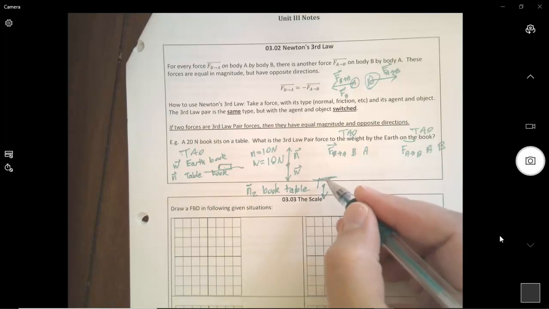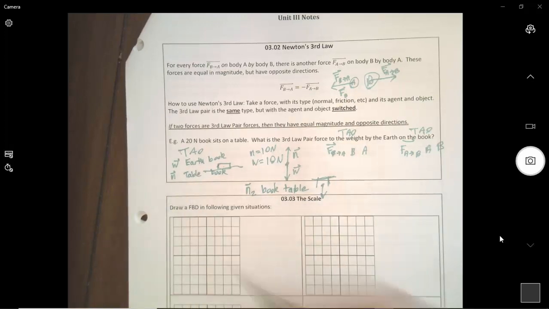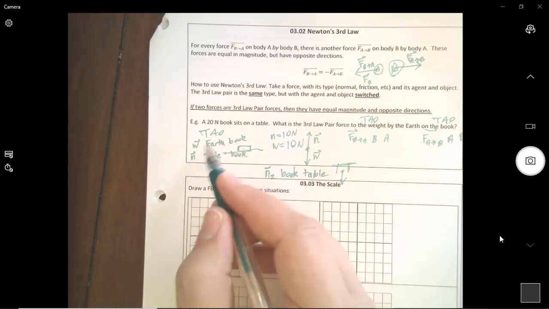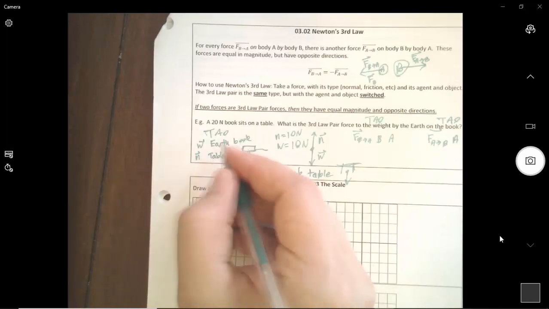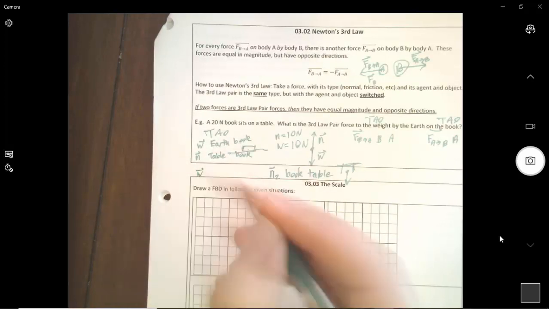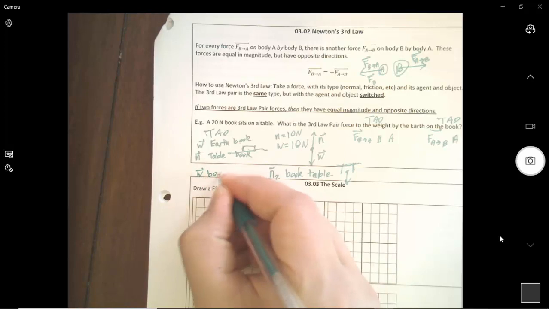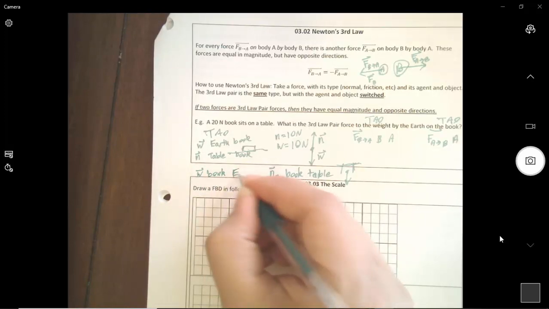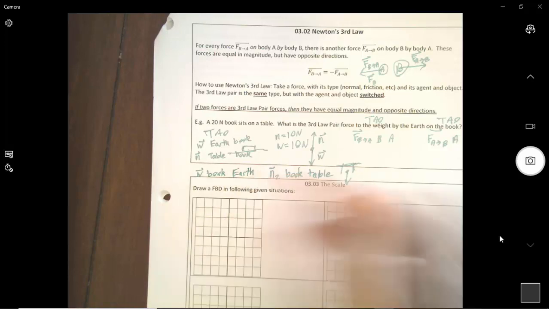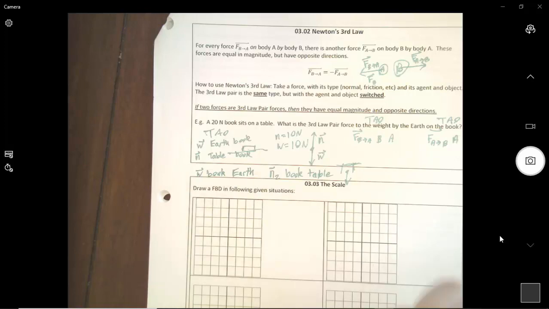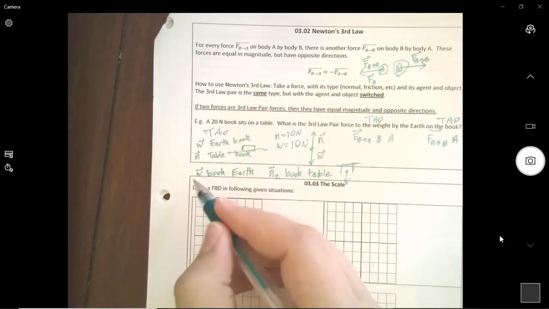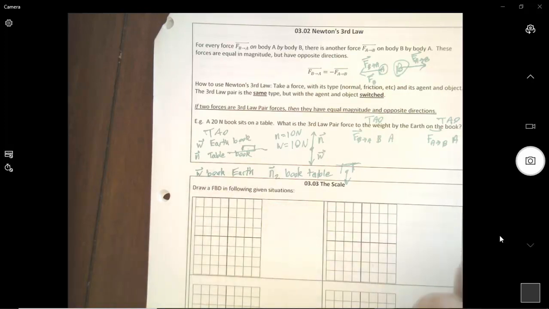And that's because the table is pushing up on the book. We also have the weight here. We see that the earth is pulling downward on the book. We can flip those. So the third law pair is the book pulling on the earth. The weight was pulling down on the book, so the book must be pulling up on the earth, right? Since weight is gravitation, that's what's happening. The earth is being pulled up by the book for the force of 10 newtons.